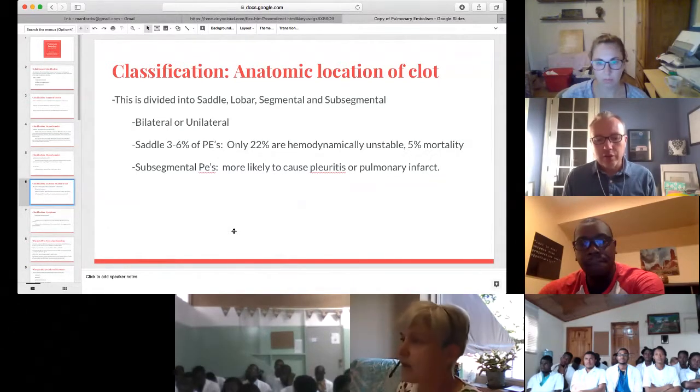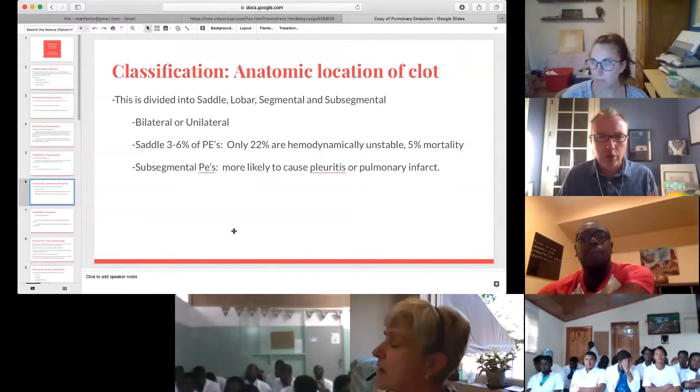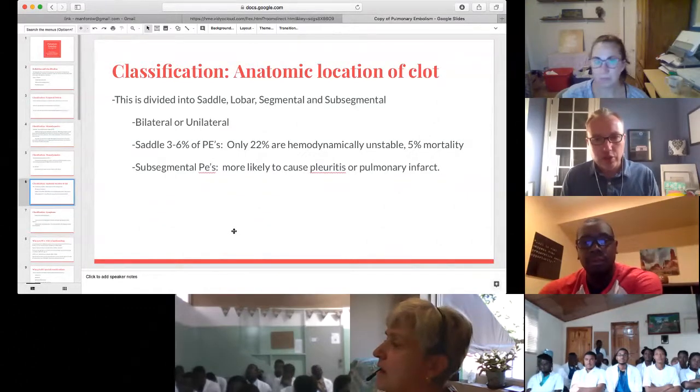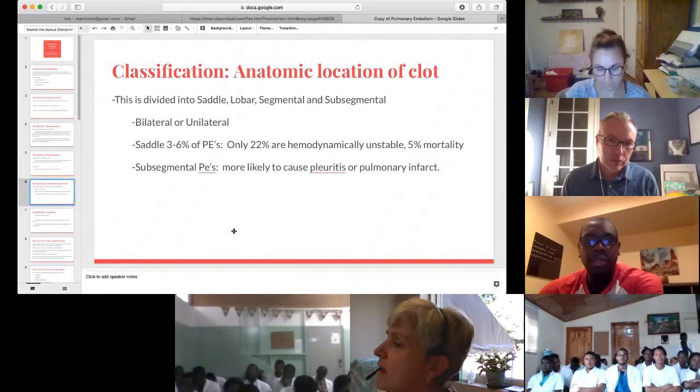And then the other subclassifications of that are basically branches more distal from that. So lobar, segmental, or subsegmental branches of the pulmonary arterial system. Et la façon de voir cette, en fonction de la localisation anatomique, c'est quand le caillot se localise au niveau des branches distales, c'est-à-dire les branches lobaires, segmentaires ou sous-segmentaires.